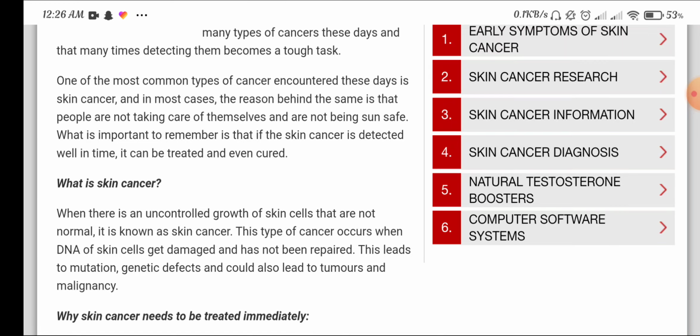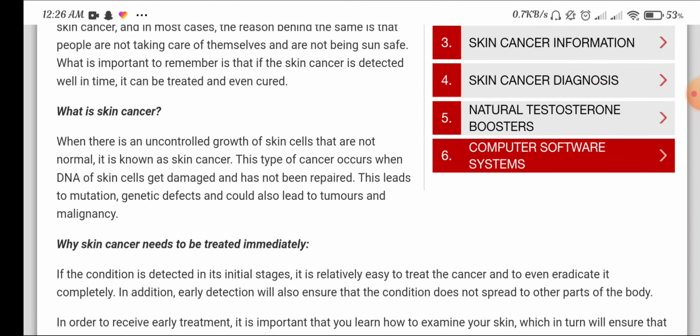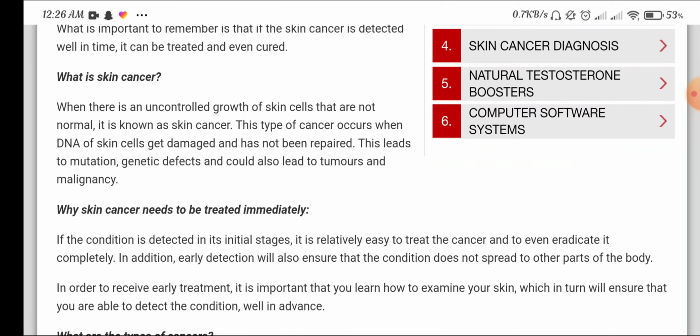One of the most common types of cancer diagnosed these days is skin cancer, and in most cases the reason behind it is that people are not taking care of themselves and are not being sun safe. What is important to remember is that if skin cancer is detected within time, it can be treated and even cured.